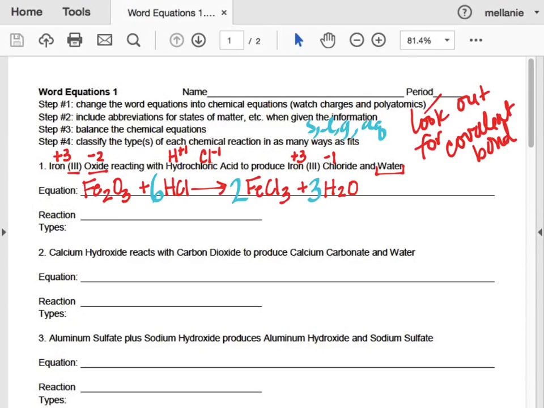And then lastly, step 4 says classify the types of chemical reactions. So we're only classifying into one type right now. So what kind of reaction is this? Double replacement. DR.